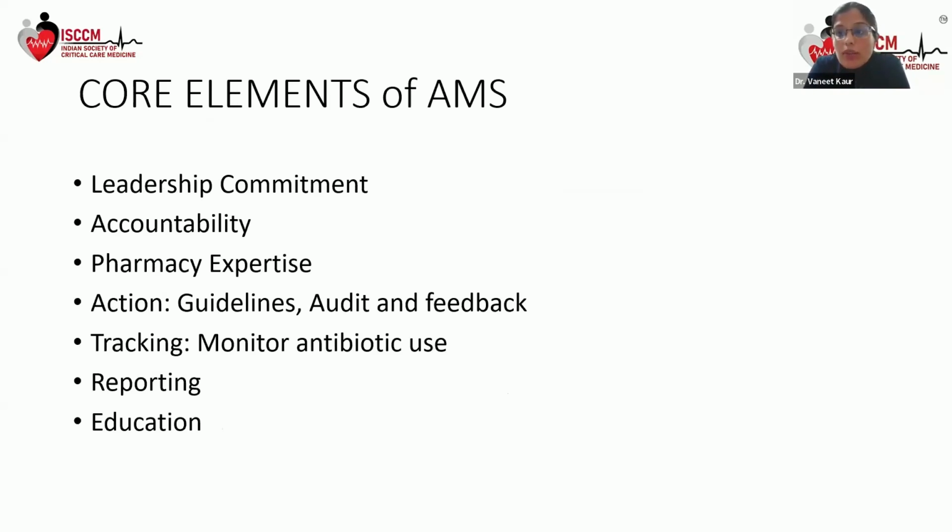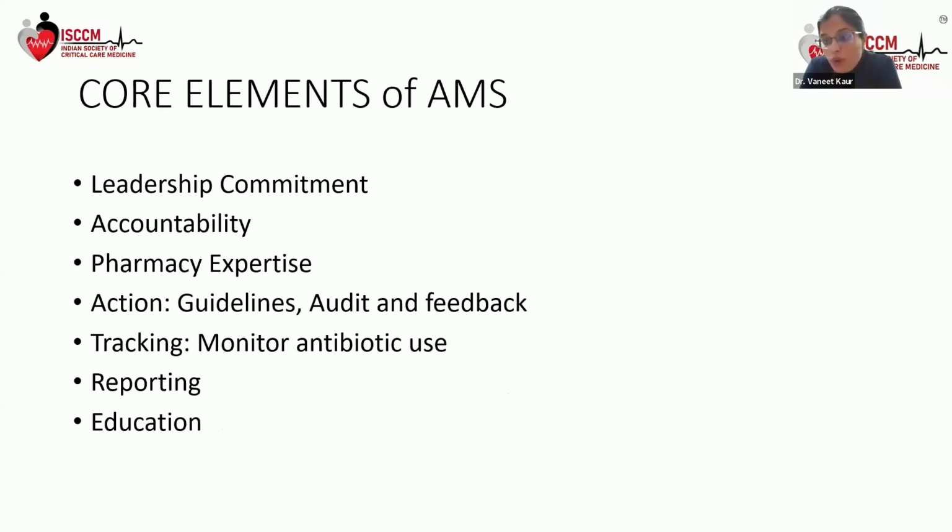Now, what are the core elements of antimicrobial stewardship? The first is leadership commitment. Leadership support is critical to the success of antimicrobial stewardship programs. Resources must be allocated to personnel, financial, and information needs, and the program should report activities to senior executives and the hospital boards. Second is accountability.